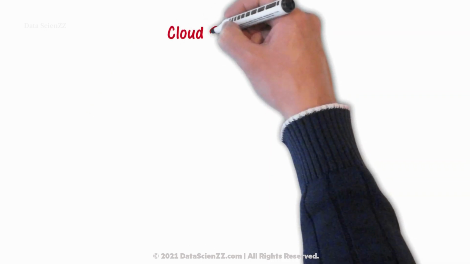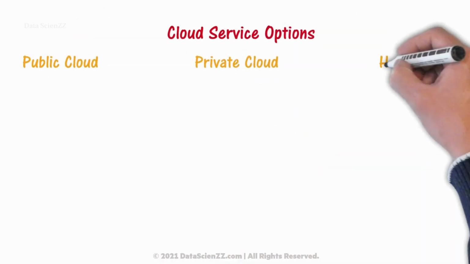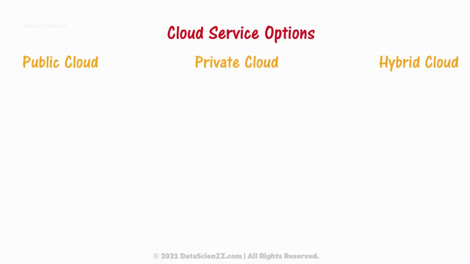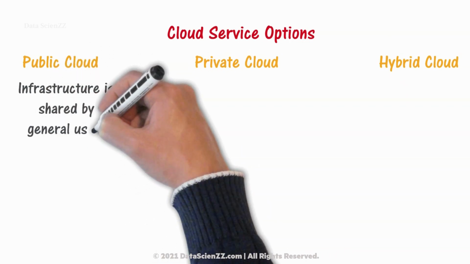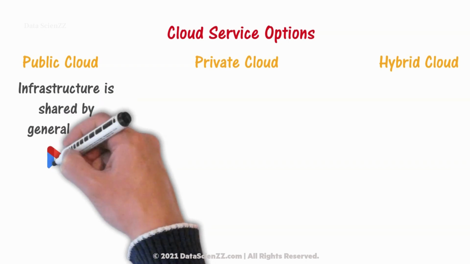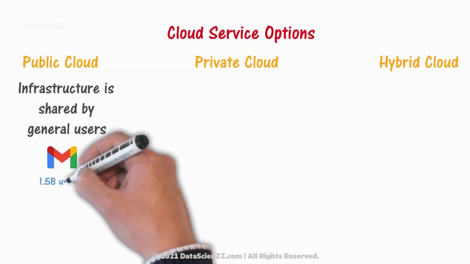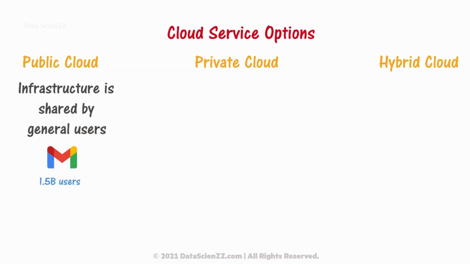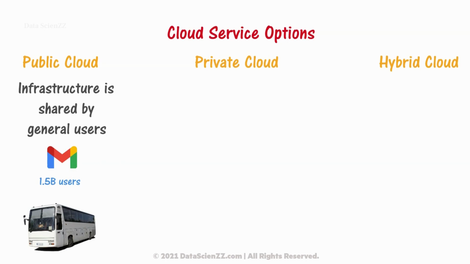Within each service category, you have the option of public, private, and hybrid cloud solutions. In the public cloud, the infrastructure is shared by general users over the public internet. For example, think of Gmail. Though your account is protected with a password, still, 1.5 billion Gmail users in a month share the same infrastructure with all. It's like taking public transport to reach your office.